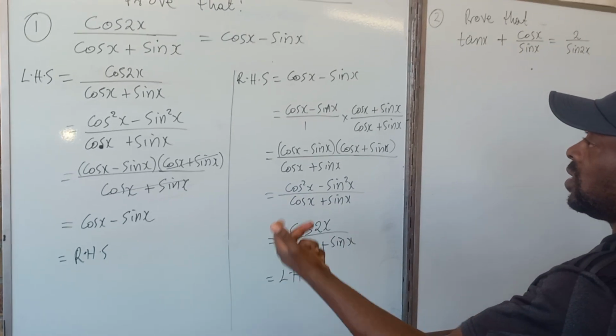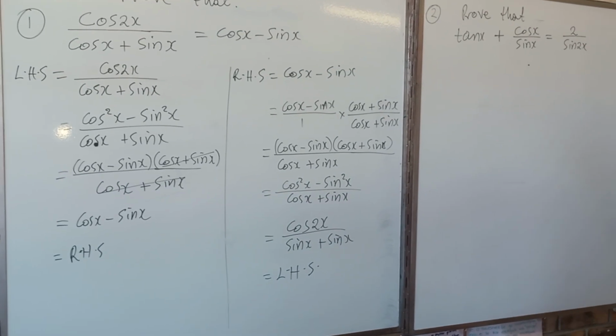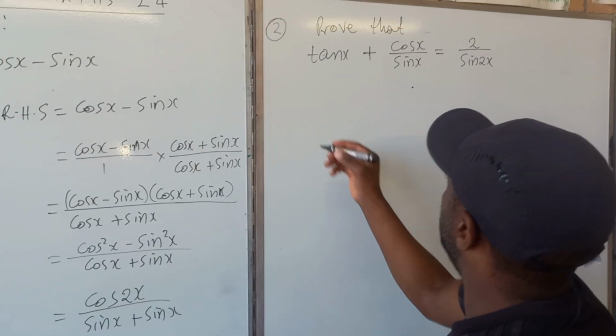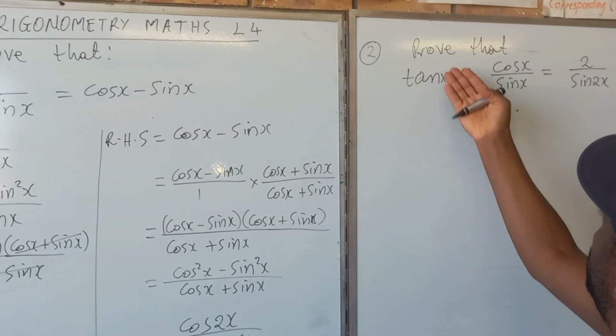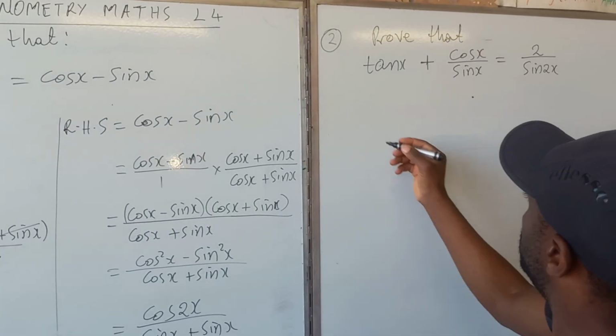So you choose which one is easier for you, whether it's moving from left to right or from right to left. Okay, let's come to the second one and see if we can attempt to do the same thing. We're proving that tan x plus cos x over sine x is equal to 2 over sine 2x.